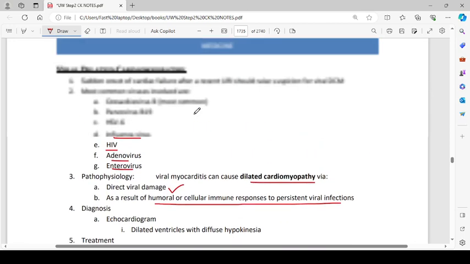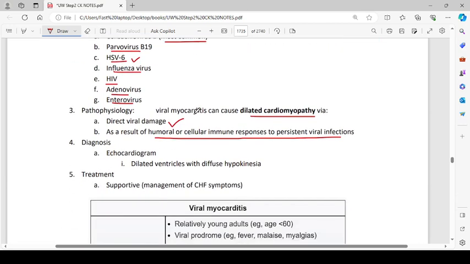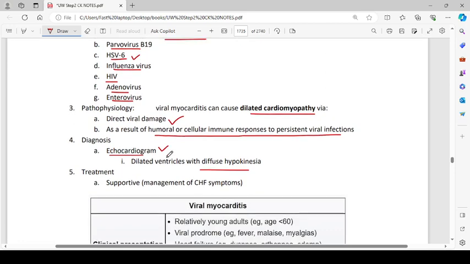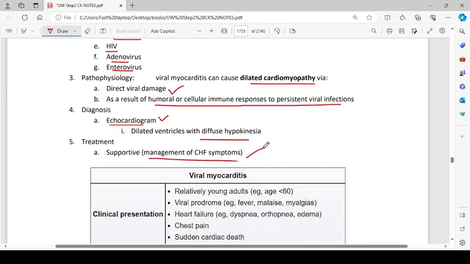The diagnosis of viral dilated cardiomyopathy is done with echocardiogram. As I mentioned in a previous session, echocardiogram is a very important study as far as the CVS is concerned, and we'll find that in a lot of different conditions, dilated ventricles with diffuse hypokinesia will be seen on echocardiogram because it is a dilated cardiomyopathy and it is highly associated with the Coxsackie virus. But these other associations are also present. Treatment is supportive, management of congestive heart failure symptoms, because basically it is systolic heart failure. The heart is not pumping, the heart is just a dilated bag.